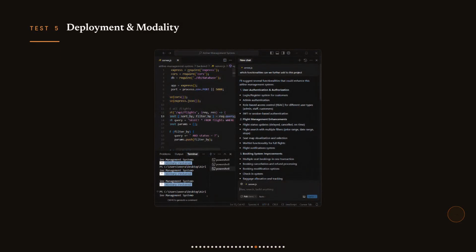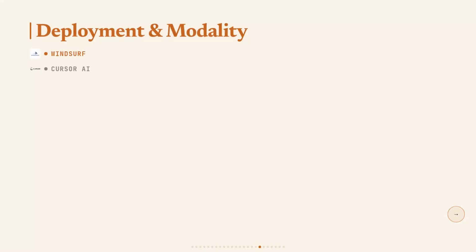Test 5, Deployment and Modality. You're trying to wire AI into your CI/CD pipeline, and you need a CLI tool that runs headless in a terminal. No desktop IDE, no browser, just a command you can call from a script. One of these tools has that, and one of them doesn't, and if that's your workflow, the answer is pretty much decided for you right here. So here's what I found when I dug into deployment options.